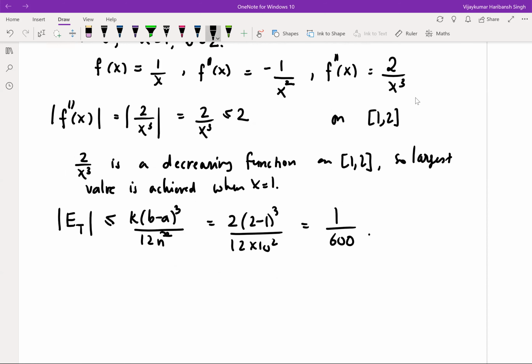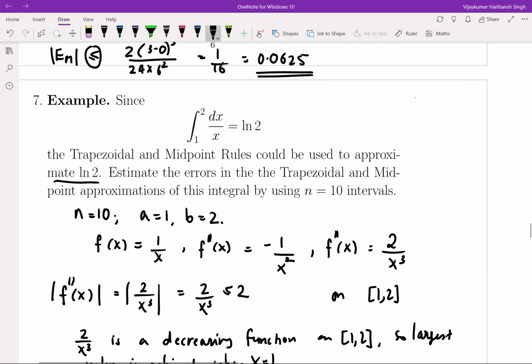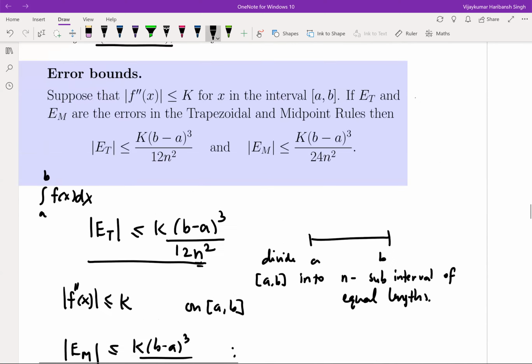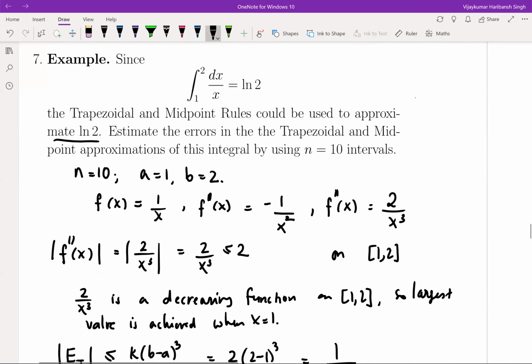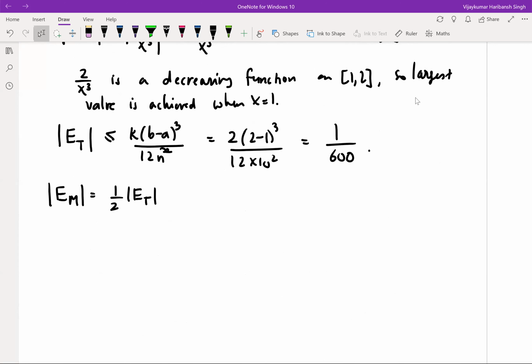Similarly, you can see that the error in EM is basically half the error in ET, right? Why? Because you can see that this is 12 and you get EM by multiplying ET by half. So if you multiply, you get 1 by 2 times 1 by 600, which is 1 by 1200. So you get the trapezoid rule.